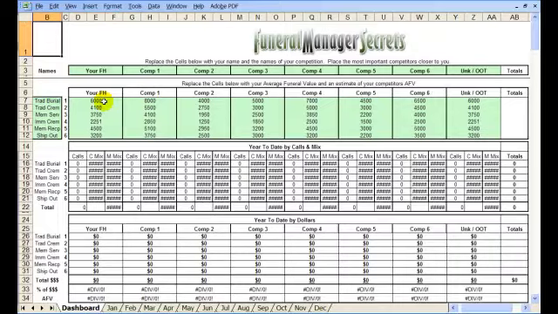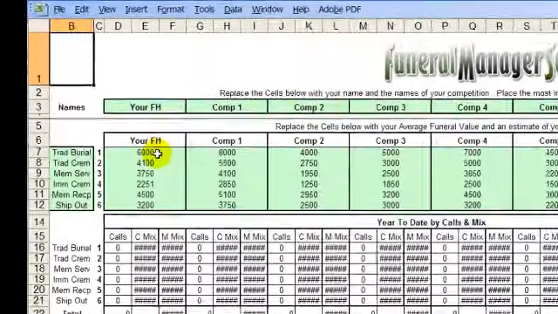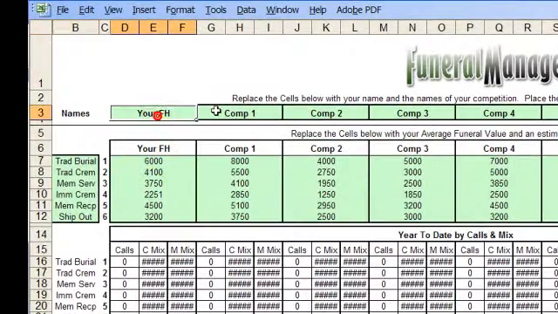Now I want to show you the blank form. You receive both of these, the sample version and the blank version. And what you need to do is then fill in the information here and fill in the averages and fill in the service types that you want to track.